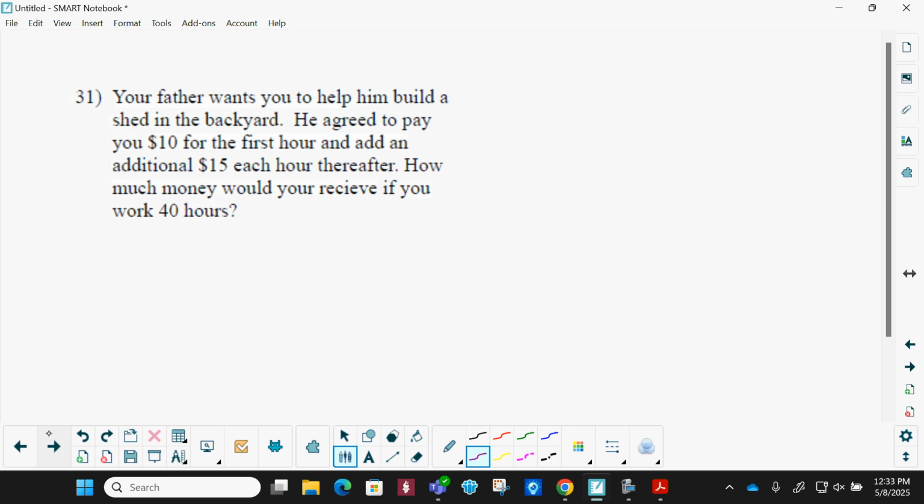Okay, and I think this might be the last one. Yes, it is. Okay, your father wants to help you build a shed in the back of your yard. He agrees to pay you $10 for the first hour. So a1 is 10. And an additional $15 thereafter. So d is going to be my 15.